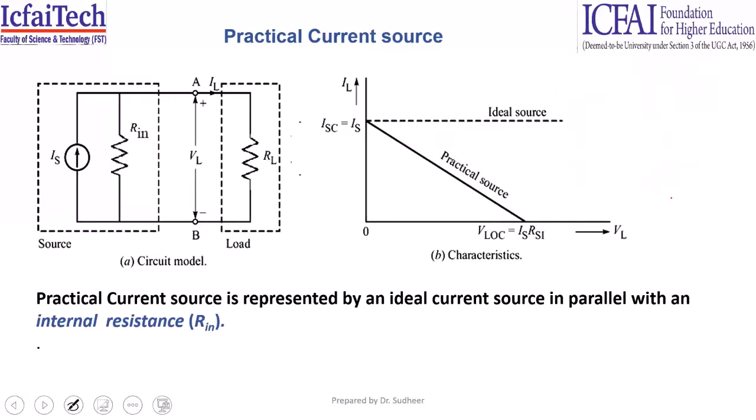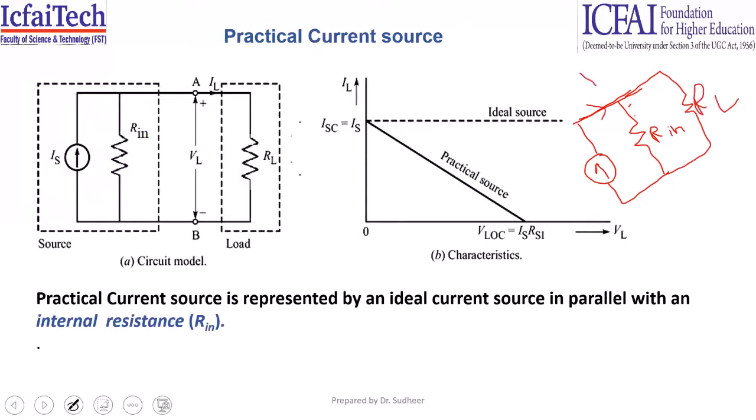Coming to the practical current source. An ideal current source is the one which will give a constant current irrespective of the load. But in practice, as the load increases, the amount of current supplied to the load decreases. So we should have two paths: one is the internal resistance path, and another is the load resistance path. What will happen when the load increases? The overall current increases, the amount of current supplied to the internal resistance also increases, and the amount of current supplied to the load decreases.